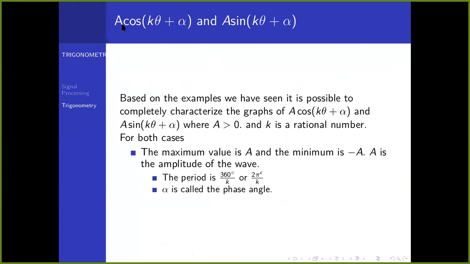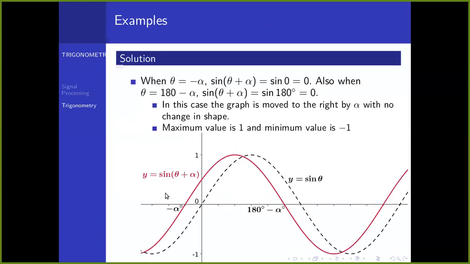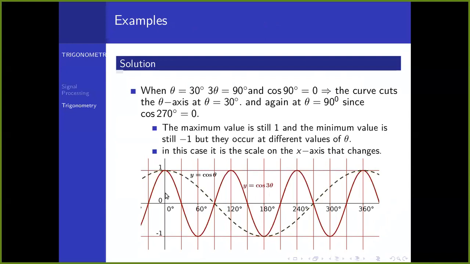You change the maximum value to A and the minimum to negative A, and that is what we call the amplitude of the wave. And the period is 360 degrees divided by this constant K, or if you want it in radians, it will be 2 pi over K. Like in the previous example, it was 360 divided by 3. That's what gave us 120 as the new period.